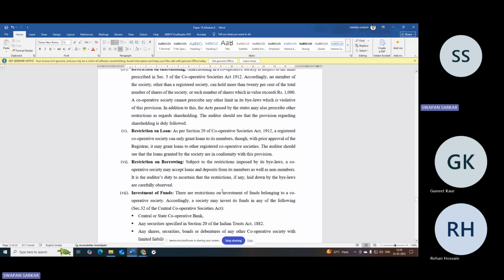Then there are certain restrictions on loan also which need to be verified. As per Section 29 of Cooperative Societies Act 1912, a registered cooperative society can only grant loans to its members. Though with prior approval of the registrar, it may grant loans to other registered cooperative societies. The auditor should see the loans granted by the society are in conformity with this provision. Restrictions on borrowing. Subject to the restrictions imposed by the bylaws, a cooperative society may accept loans and deposits from its members as well as non-members.